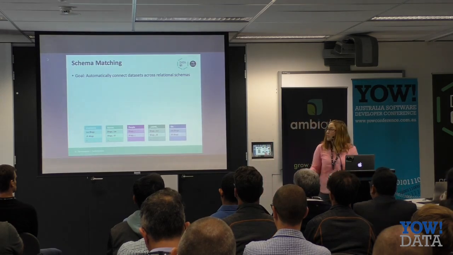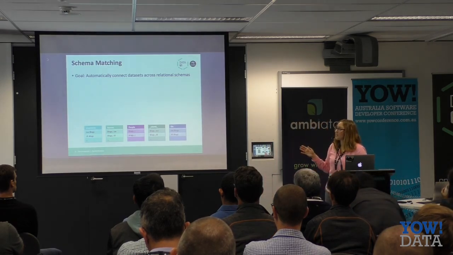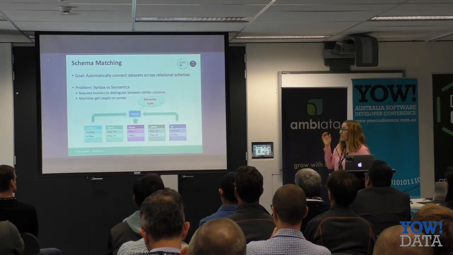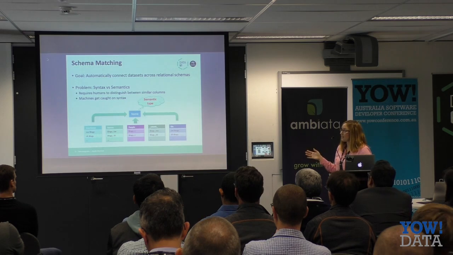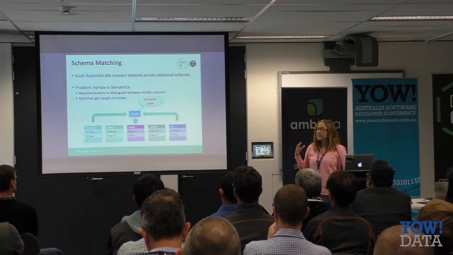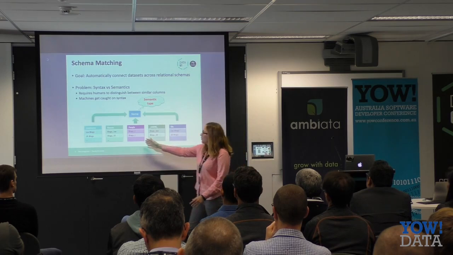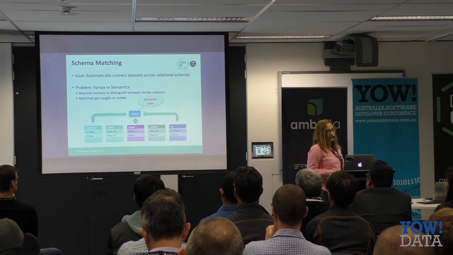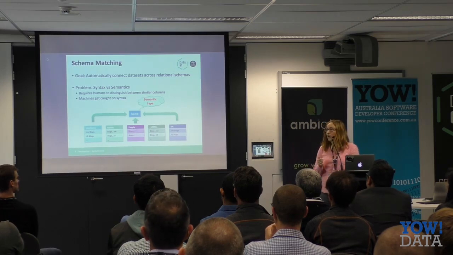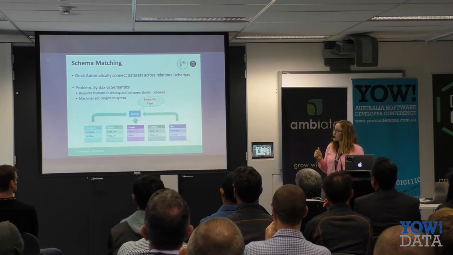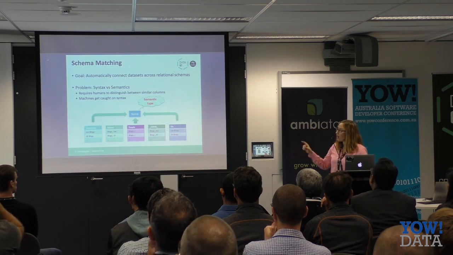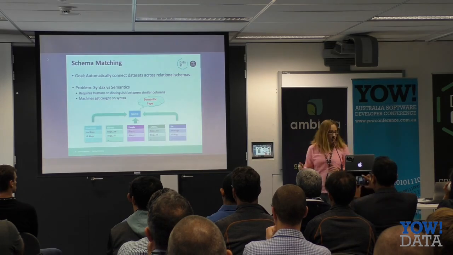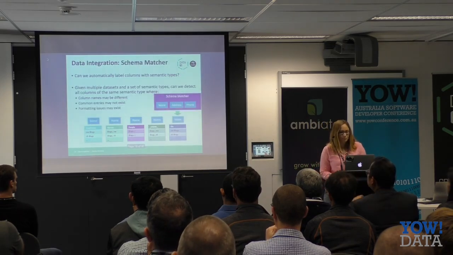Our goal is to automatically connect those data sets across these relational schemas. The problem we face here is syntax versus semantics. We can quite easily identify that those are people's names, but the machine gets caught on syntax. All those formatting issues and naming differences cause a problem. What we want to say is that all these columns talk semantically about the same concept, namely name. And that's what we call a semantic type.